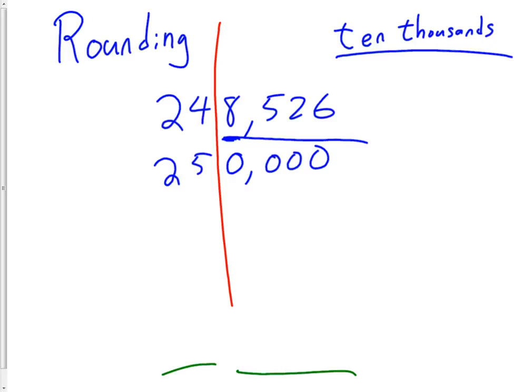We got this, right? So 248,526 rounded to the 10,000s place is 250,000, right? Because we got rid of everything after the place we're rounding to. We just turned it all into zeros, and we just added one more there because that was over 5.